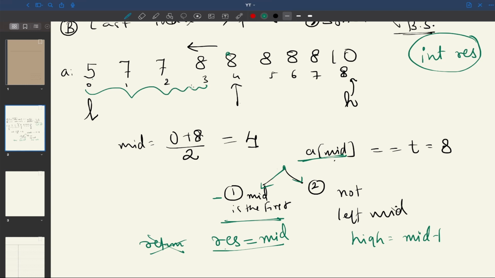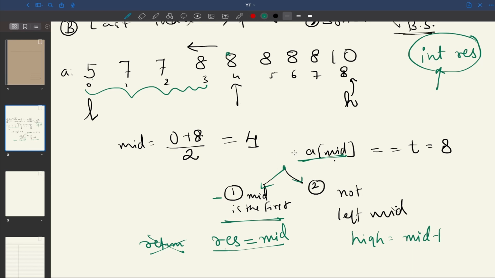Let's go over it again. We are trying to find out the index at which 8 appears for the first time in my array. As you can see in this array, it appears at index number 3. So let's say the variable in which we'll store the index at which 8 appears for the first time is result. You can name it anything.